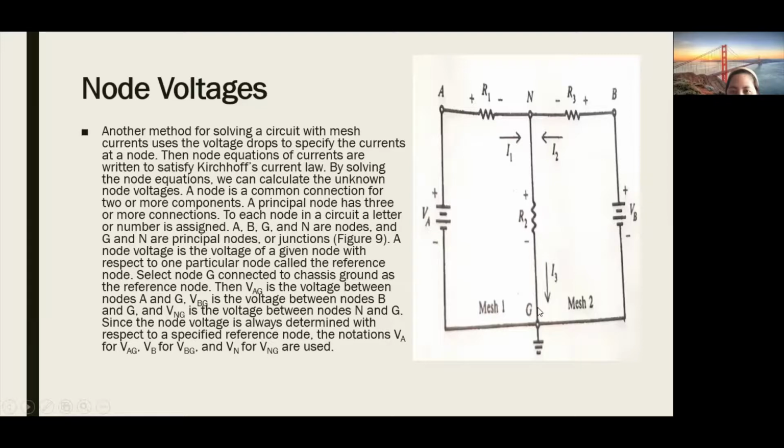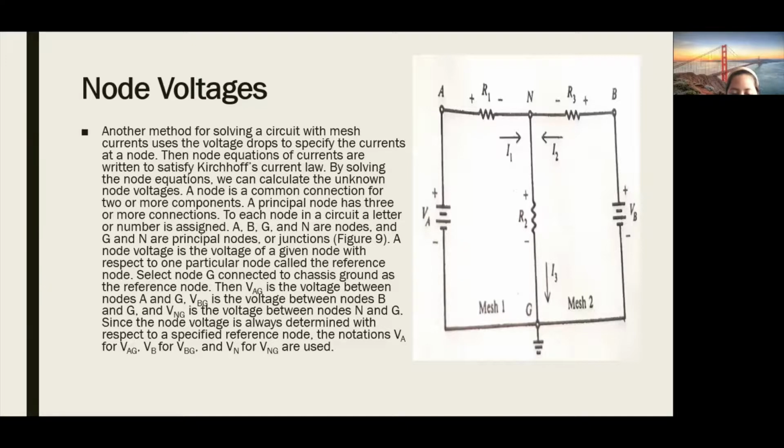With the exception of the reference node, the equations using KCL can be written at each principal node. Again, where's the common node? It's here, N and G. Thus, the required number of equations is one less than the number of principal nodes. Since the circuit shown in the figure has two principal nodes, N and G, only one equation need be written at node N to find all voltage drops and currents in the circuit.